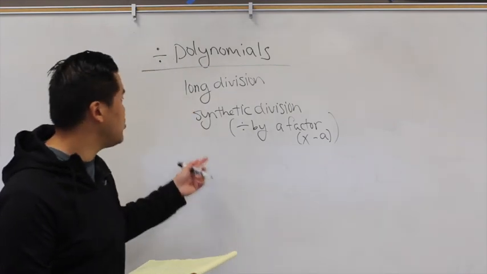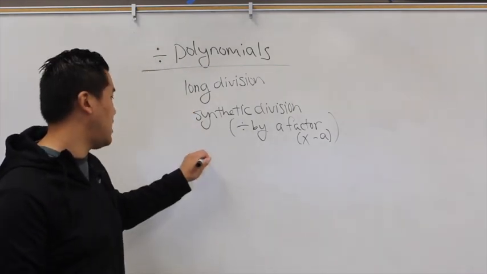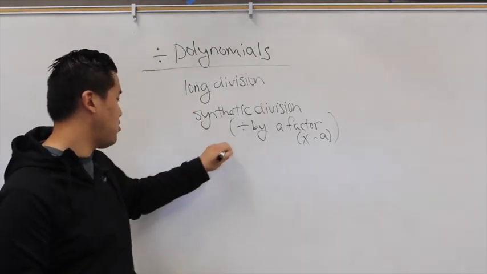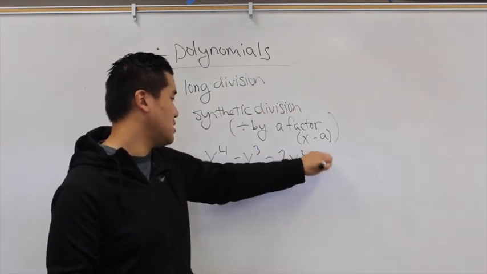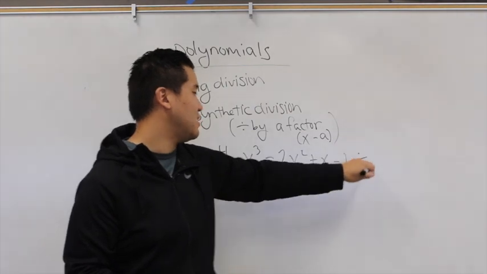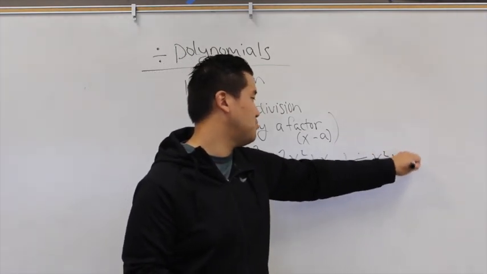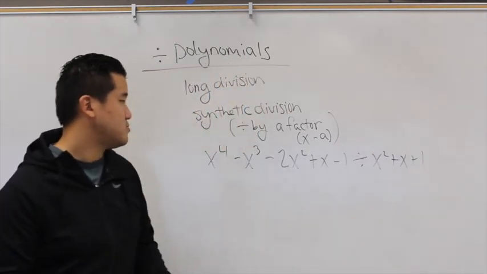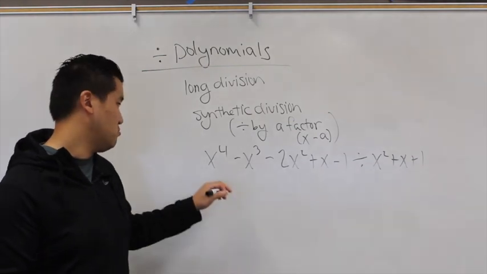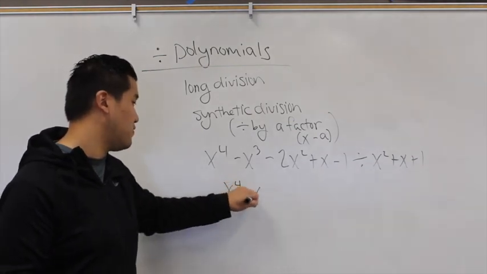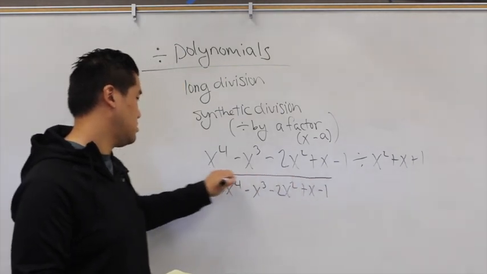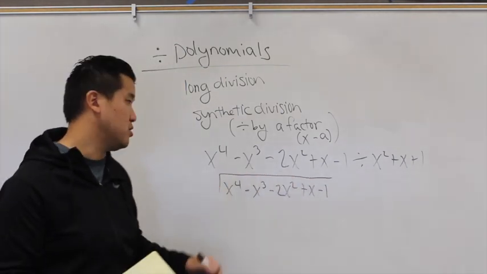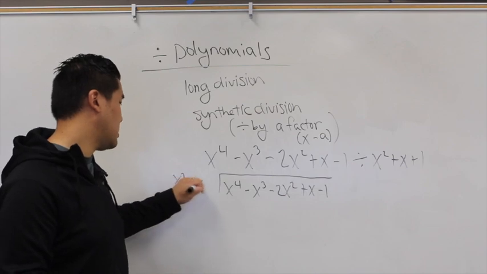So how do we do long division? Well, let's say I have some polynomial function like x to the fourth minus x cubed minus 2x squared plus x minus 1, and we're dividing that by x squared plus x plus 1. All right, so it's long, right? So we're actually going to do long division like how you normally would when you have numbers. So you have x squared plus x plus 1.